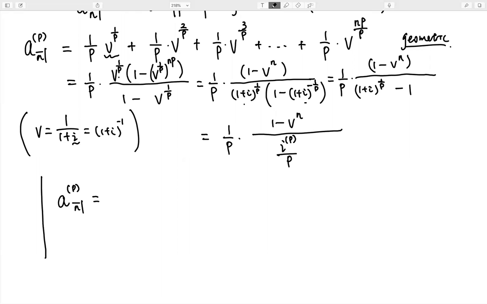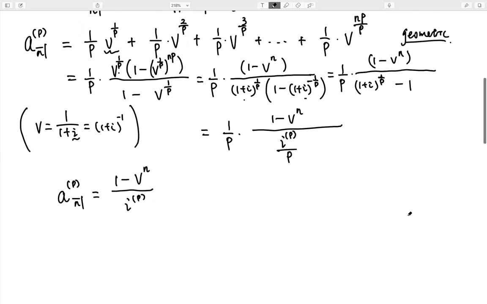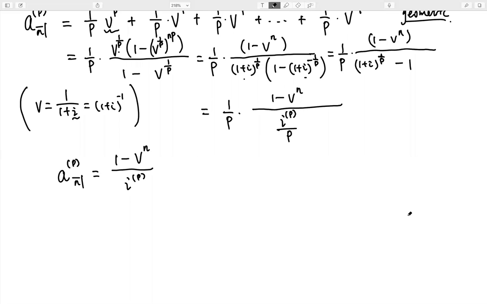This will be 1 minus v to the nth divided by I upper p. So this result comes from the geometric series, right? So that's what I derived. So let me put it here because we have several different variants to talk about. So it's not finished. So we will keep writing later on.